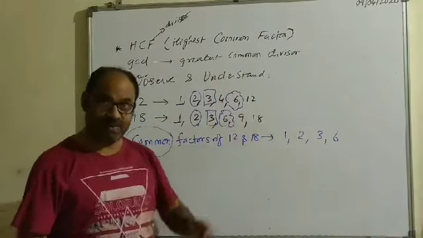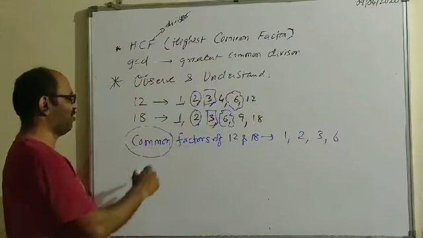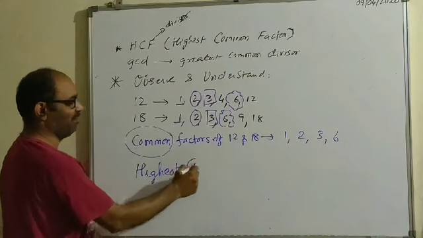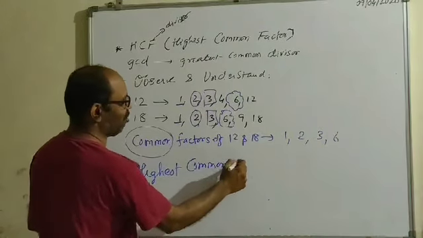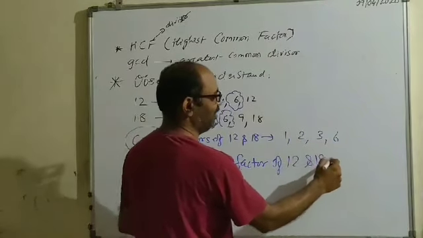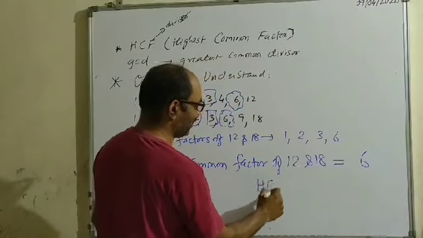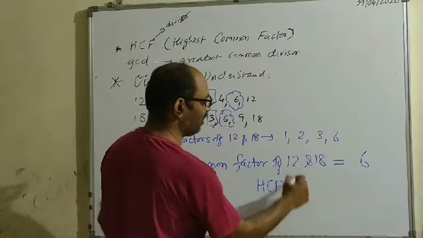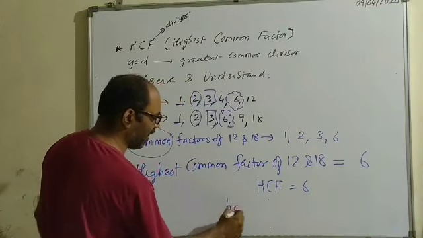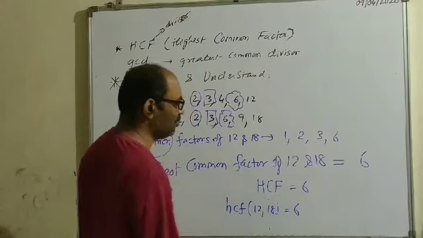So we found the common factors. From these common factors, which is the highest one? That is what we call the highest common factor. So the highest common factor of 12 and 18 is what? 6. In brief, HCF is 6. Symbolically we write HCF of 12 and 18 is equal to 6.